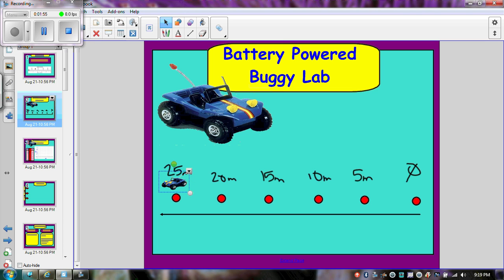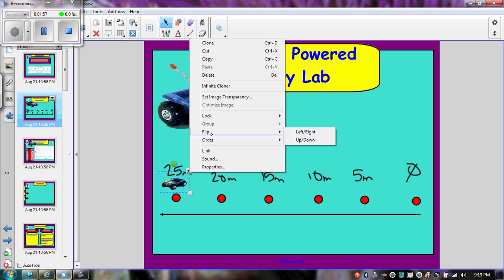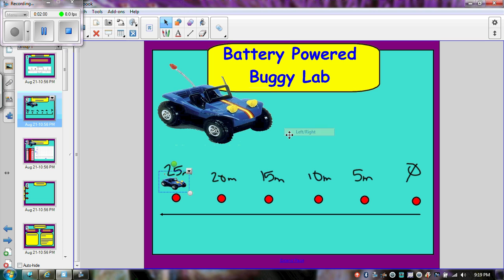Then what I do is I turn the car around. So let's go ahead and flip this from left to right. Now the car is going to go backwards. This is going to be my trial 2. So I'm going to start the clock at 0 seconds, but this time it's starting at the 25 meter mark. Then the car goes back, passes the 20, the 15, the 10, the 5, and then finally gets back to 0 meters, in which case I stop the clock. This is a very simple lab that's going to demonstrate some very basic but important concepts about velocity.